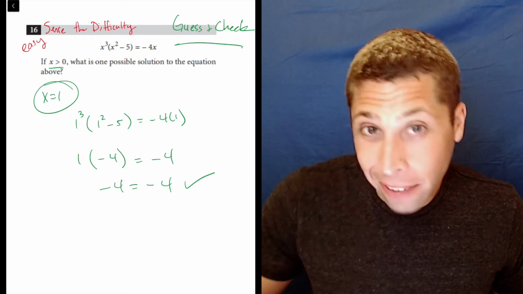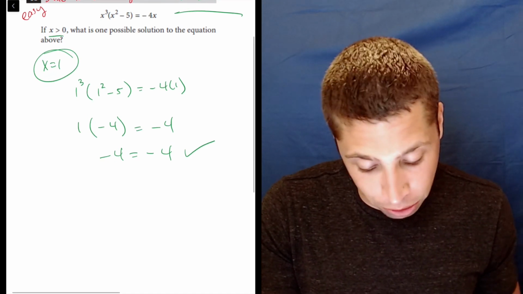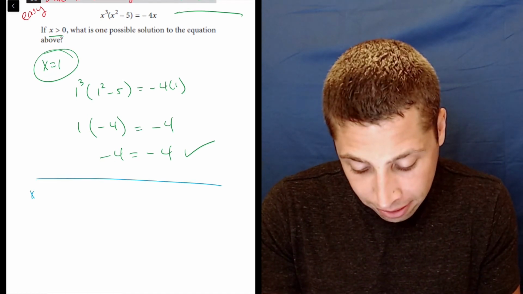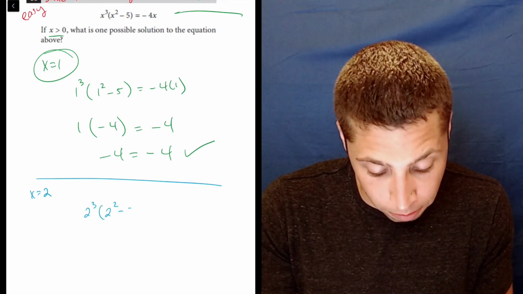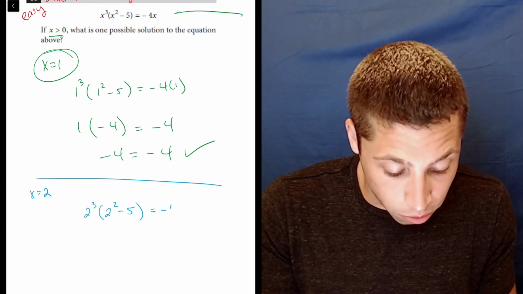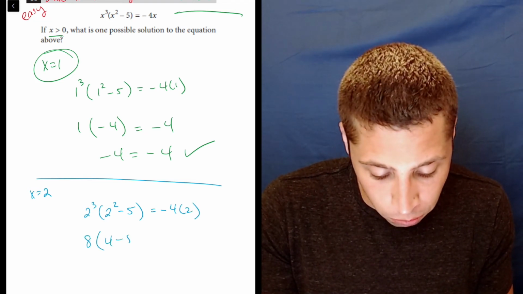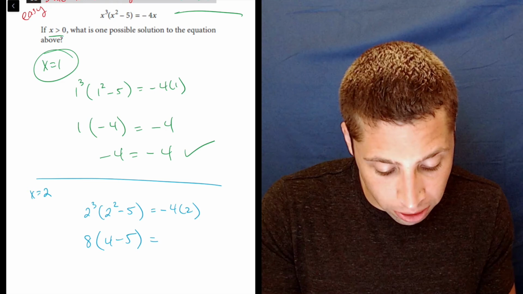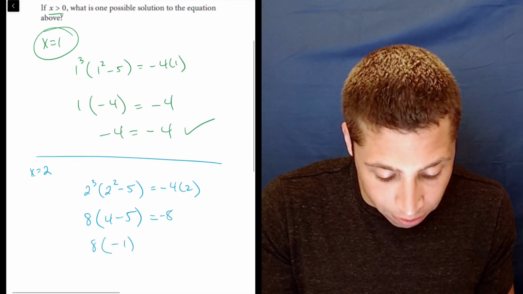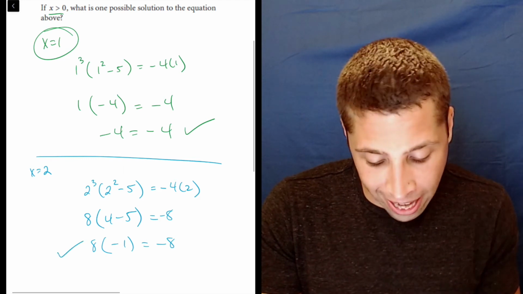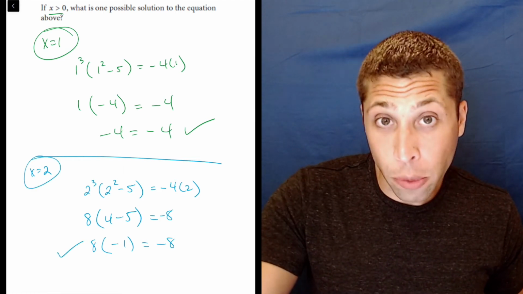Now, if we weren't that lucky, we could just try the next best number, and there are multiple answers to this question. So if we tried x is equal to 2, 2 cubed times 2 squared minus 5 is equal to negative 4 times 2. 2 cubed is 8. 2 squared is 4. Negative 4 times 2 is negative 8. 8 times negative 1 is negative 8. And there you go. More proof for another answer. Those are the only two answers.